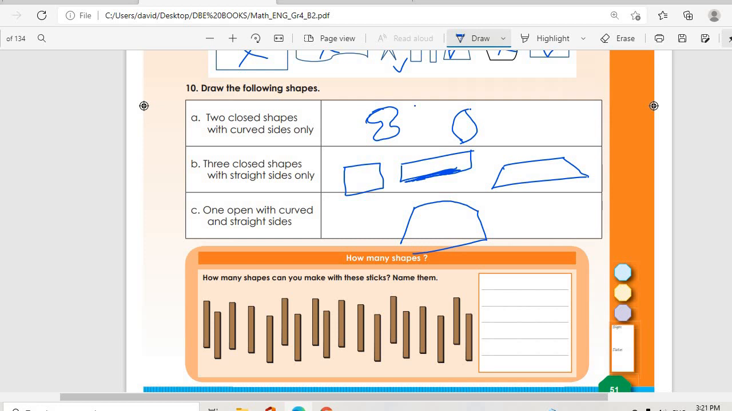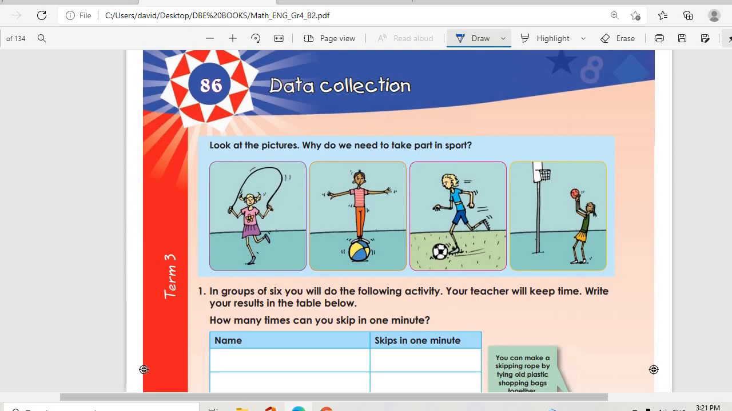Alright, let's move on to the next page. Data collection. The question is saying, look at the pictures. Why do we need to take part in sport? For your health, sport is good. The other thing is for fitness. Also for competition. Then the next one.